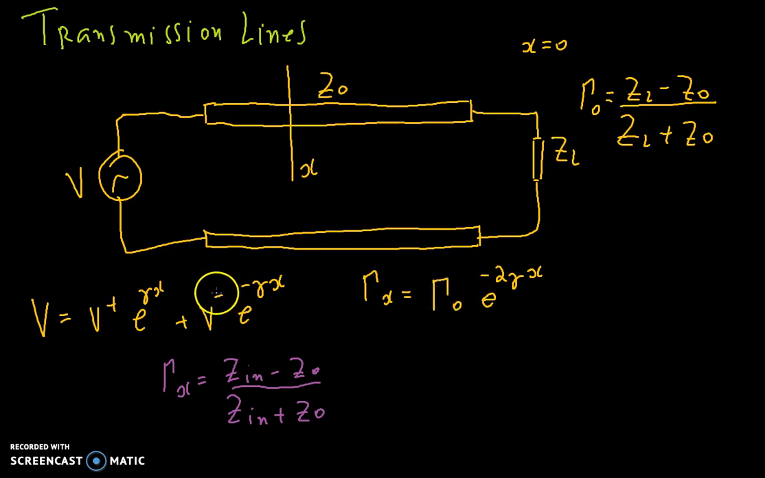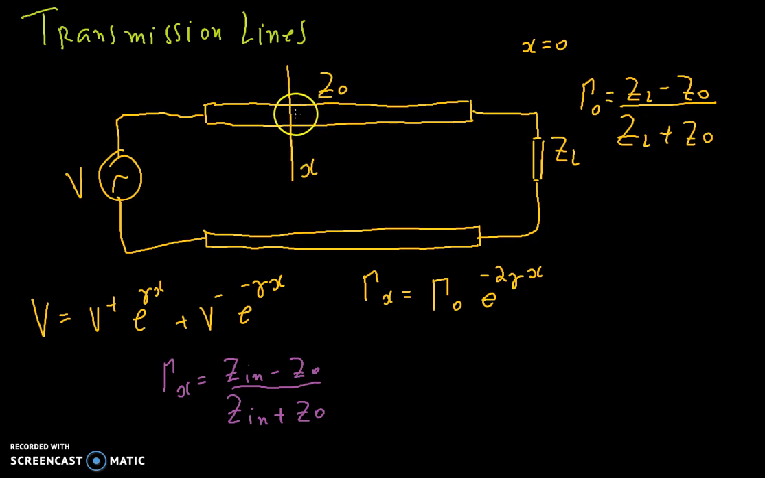If you remember also, the voltage along the line is the sum of the incident voltage plus the reflected voltage, and it's given by V plus e to the gamma x plus V minus e to the minus gamma x. So remember how we calculate the reflection coefficient: gamma naught is ZL minus Z naught divided by ZL plus Z naught. So our next task is to calculate what is the impedance at any point on the line.